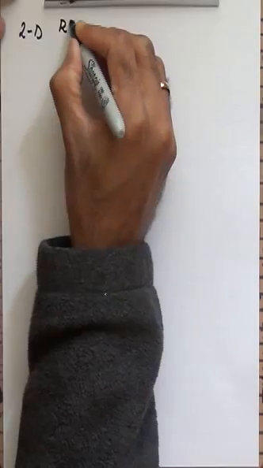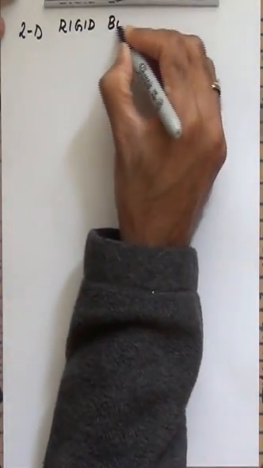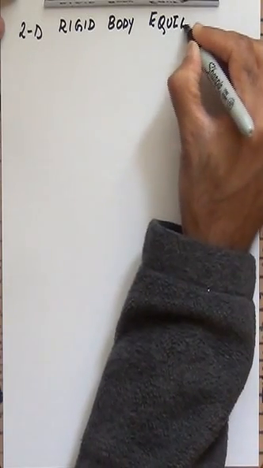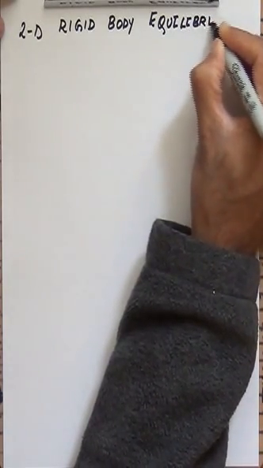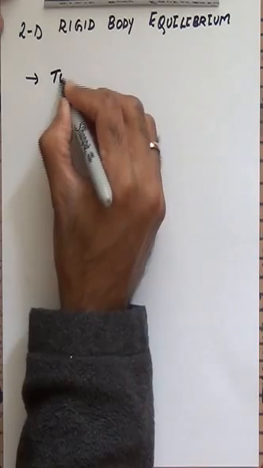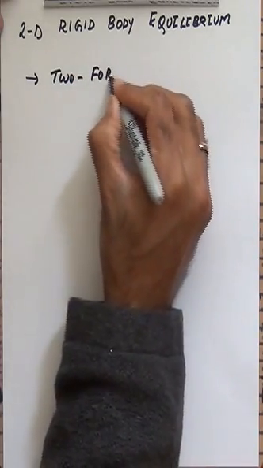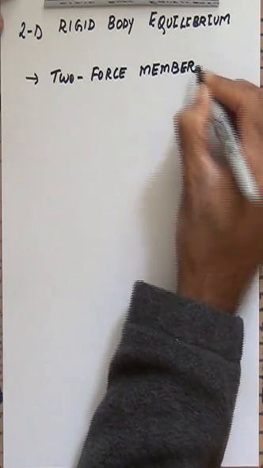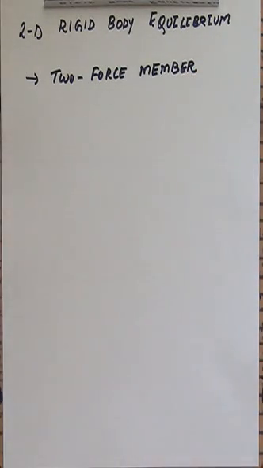2D rigid body equilibrium. And we're going to see the effects of two-force members. These are typically also rigid bodies, and they are mostly used for structural support. They're used for propping up structures or for buttressing structures.